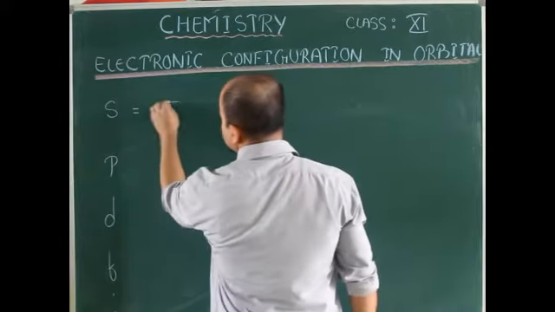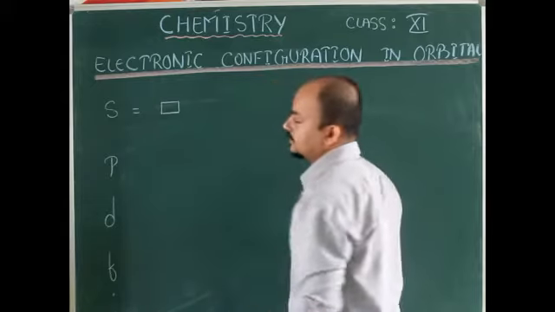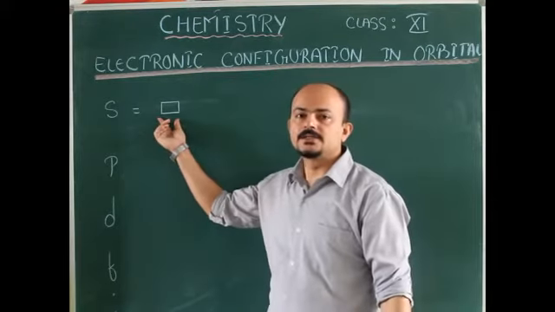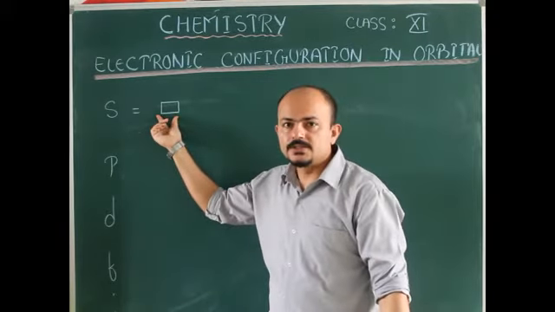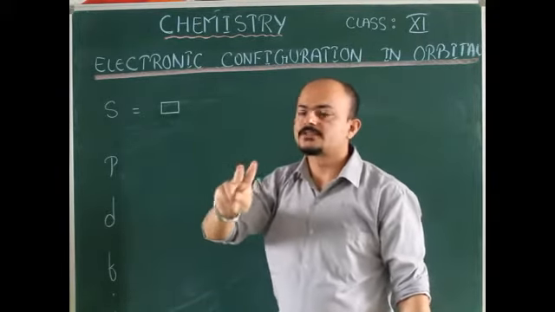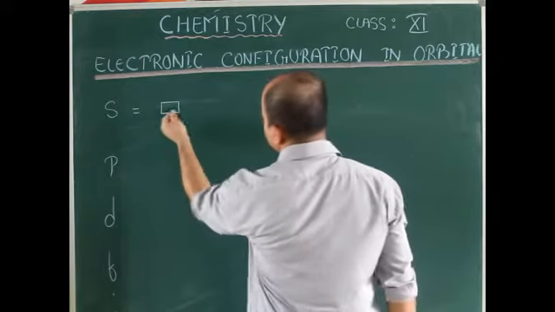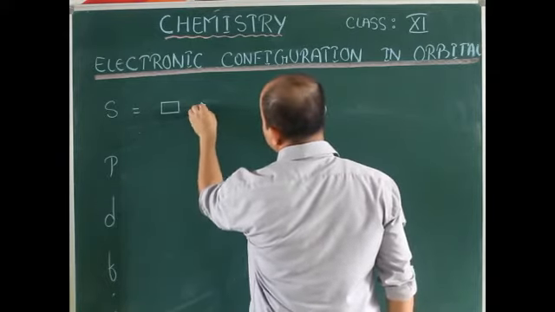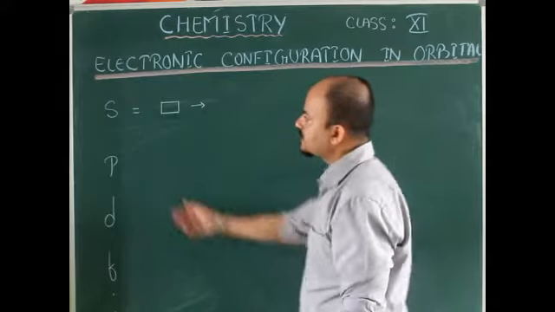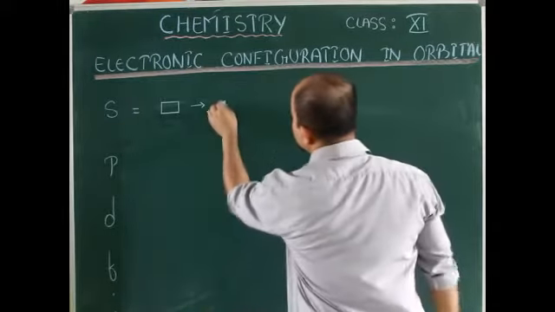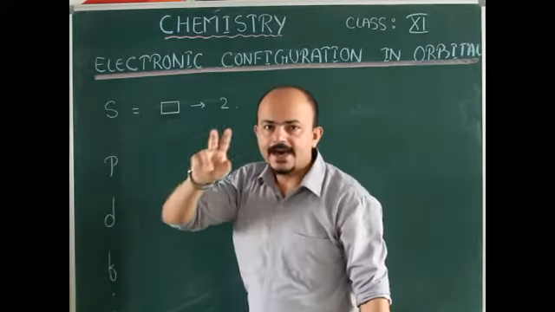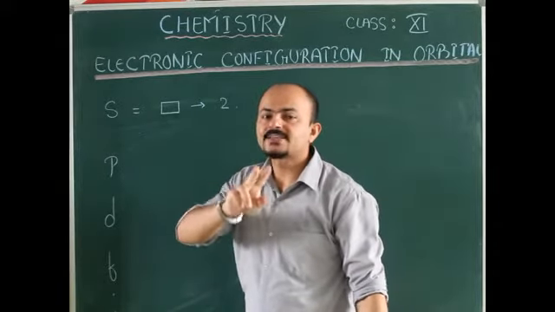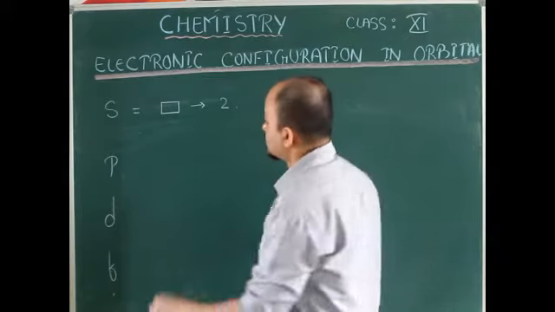So s orbital will have just one room, and you have to remember that in one particular orbital, a maximum of 2 electrons can be accommodated. So what is the maximum capacity of s orbital to hold electrons? 2 electrons. Why? Because each orbital has the capacity to hold a maximum of 2 electrons.